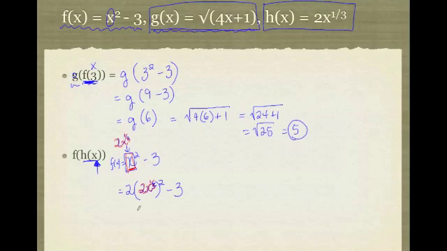So now when I do this, remember I'm going to do that part first because I do powers before I do multiplication. So I have 2 times 4x to the 2/3 minus 3. So that becomes 8x to the 2/3 minus 3.